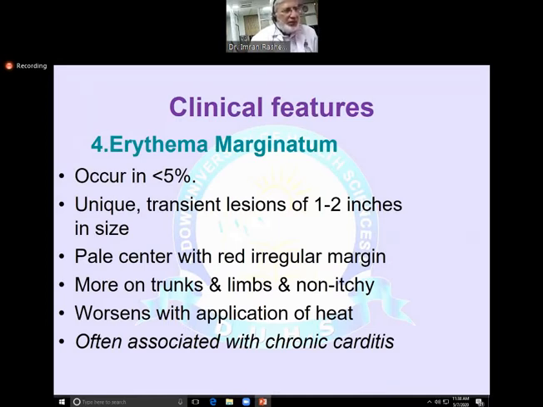And if you find erythema marginatum in a child with rheumatic fever, you can anticipate that in the future this child is going to have chronic carditis, because it has been seen that those children who develop erythema marginatum, it is often associated with chronic carditis.